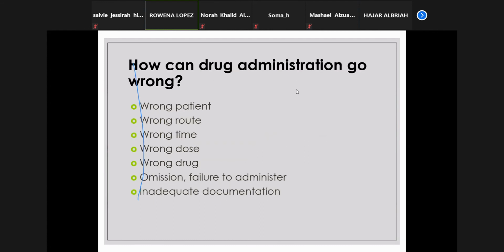So how can drug administration go wrong? Of course, we have the 10 rights, right? But what we have here as the most important are the 5 rights.